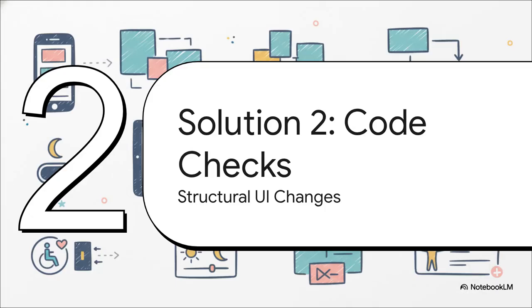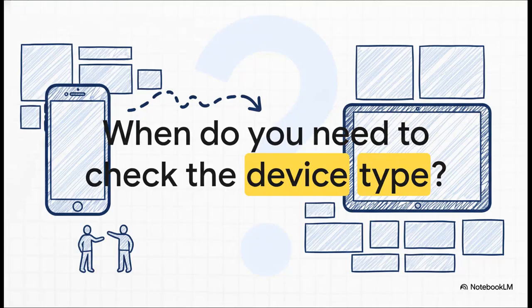But what happens when just moving things around isn't enough? For those more fundamental changes to your UI's structure or how it behaves, we gotta move past the visual tools and get our hands dirty with a little bit of code. And this brings up a really important question. When do you actually need to know if the user is on an iPhone or an iPad? This is for those moments when the user experience itself needs to be fundamentally different, not just rearranged a bit.